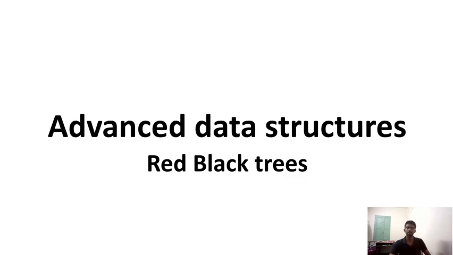What are red black trees first? To describe red black trees, a red black tree is a balanced binary search tree. So two terms are involved here, balanced and binary search tree, right? Okay, first, what is a binary search tree?